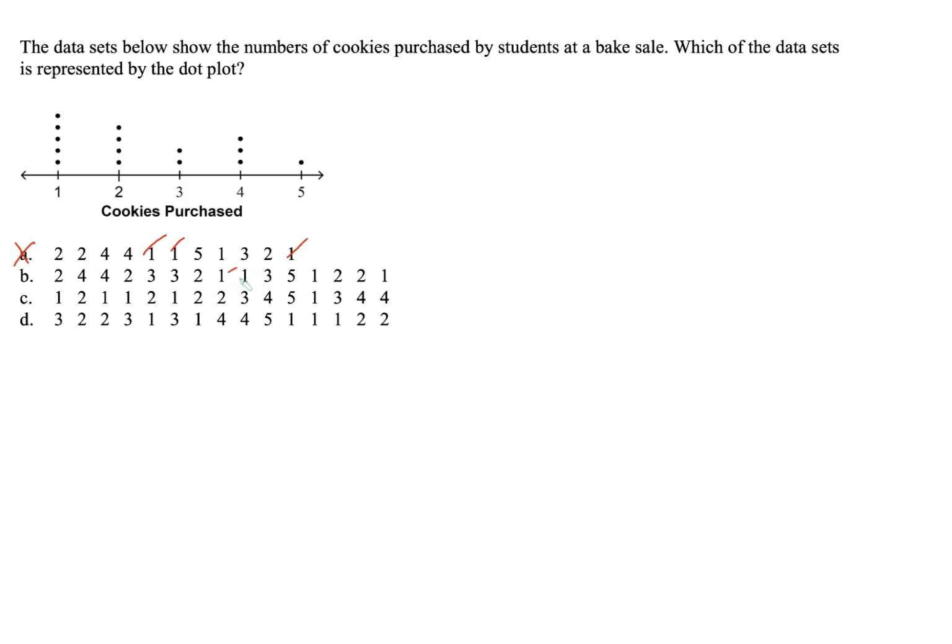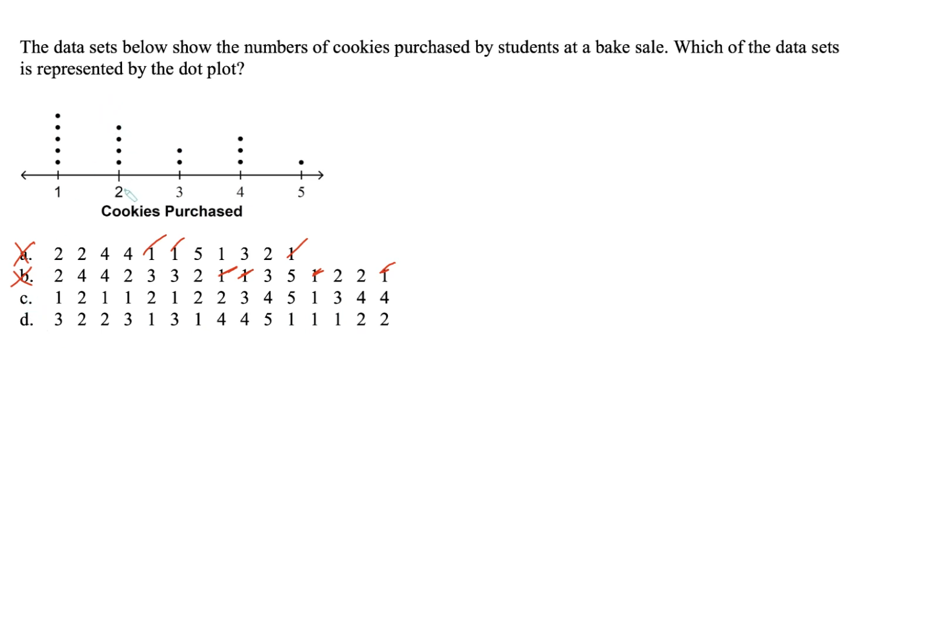B, I have 1, 2, 3, and only 4 ones. So my answer is not B. C, 1, 2, 3, 4, 5 ones. Okay, that may be my answer. And if I check D, 1, 2, 3, 4, 5 ones. So my answer is C or D.